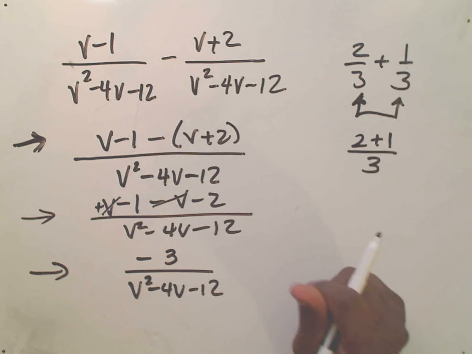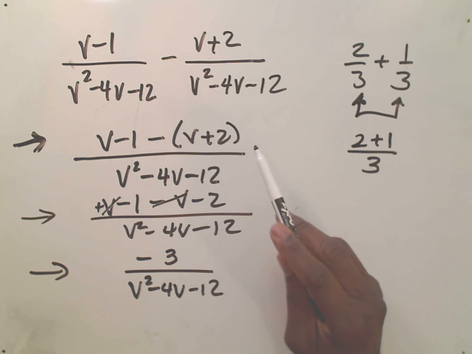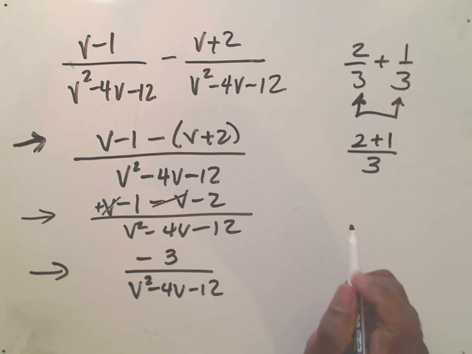So how we do problems with rational expressions is the same way we'd do them as if we had integers in the denominator, because variables represent numbers.